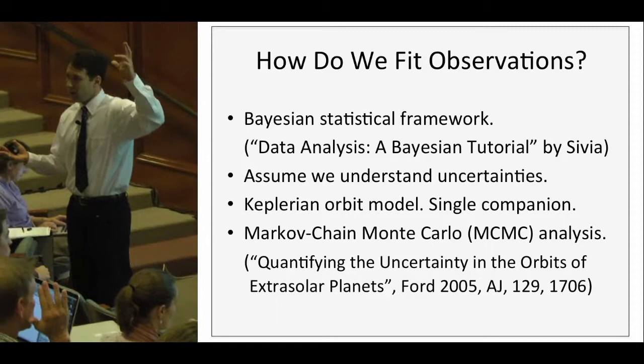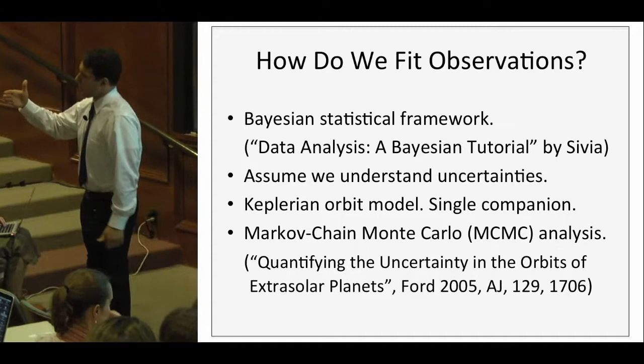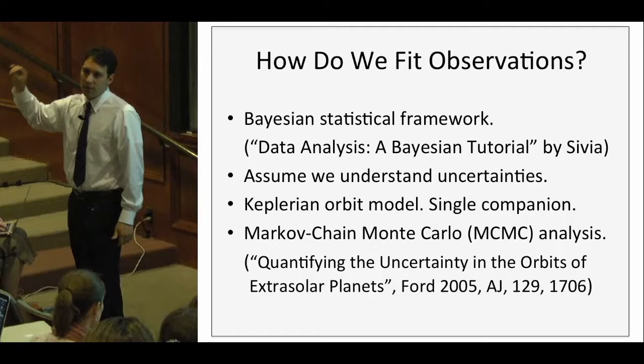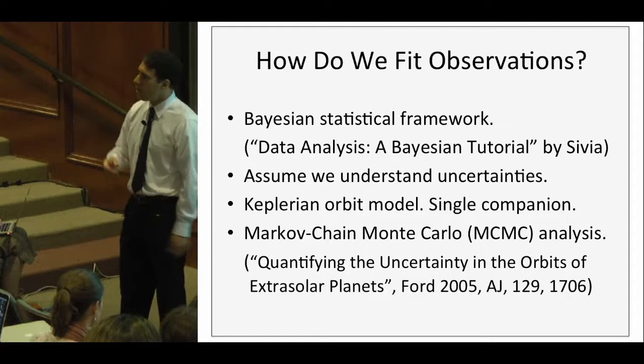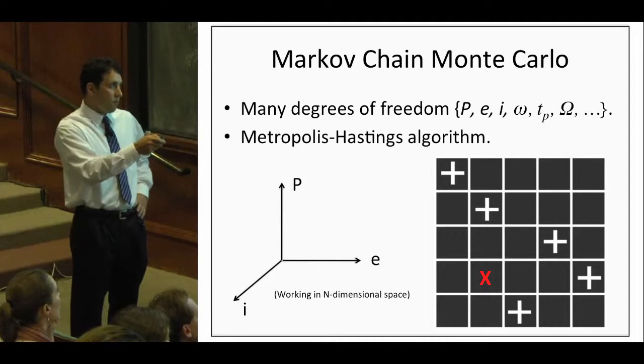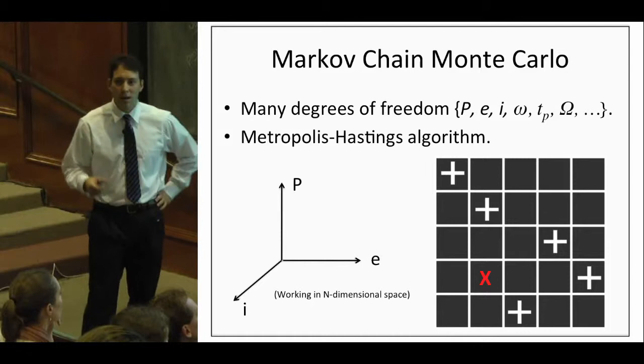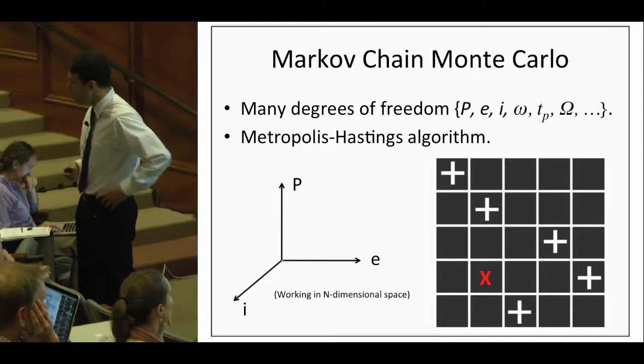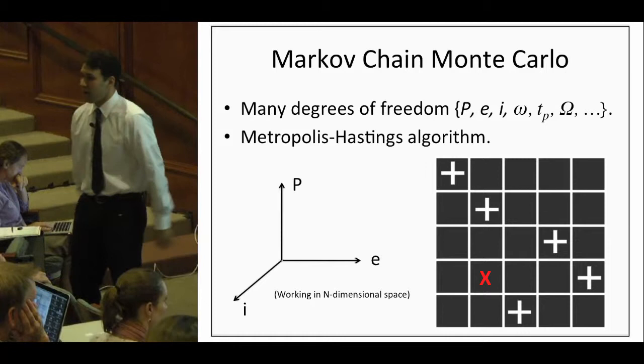Good. So this technique, of course, is powerful because the amount of computation in principle grows linearly with the number of free parameters. It's a general method that doesn't really care about the details of your model, but it can efficiently explore these many-dimensional parameter spaces. So you've got at least the period, eccentricity, inclination, argument of periastron, time of periastron passage, which is telling you where your planet is at a given time, longitude of the ascending node, and then all of these nuisance parameters, such as the global radial velocity offset, and then maybe the differential radial velocity offset.